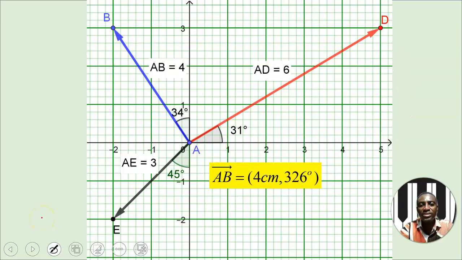Okay, now what about the vector AD? Can you pause the video and tell me how we can represent vector AD in magnitude bearing form?